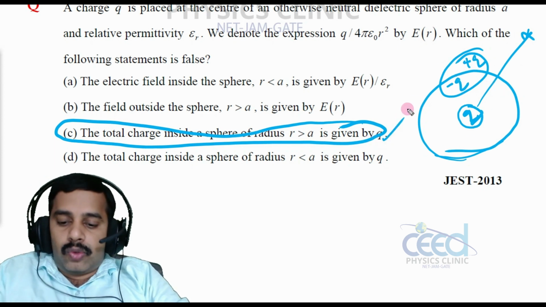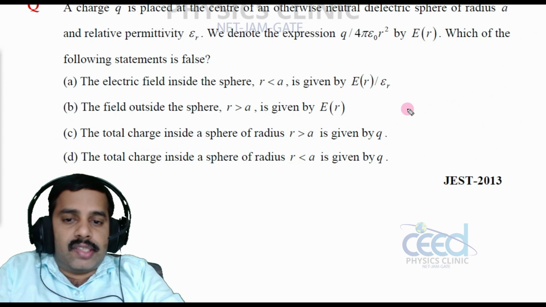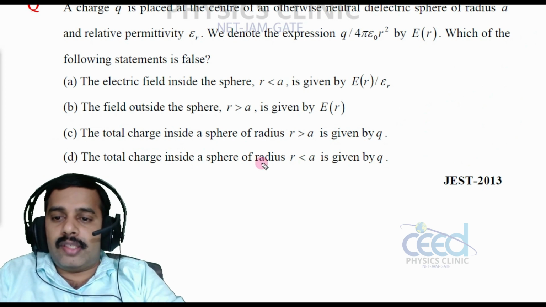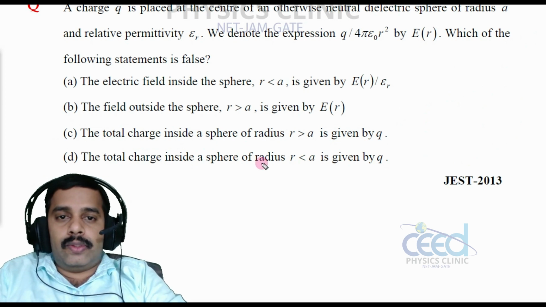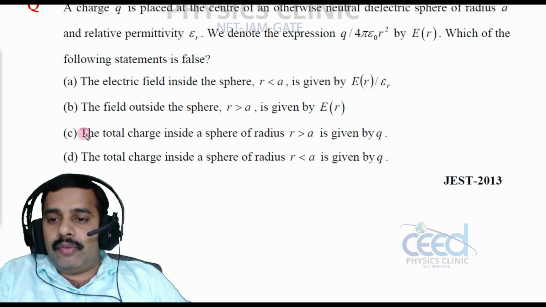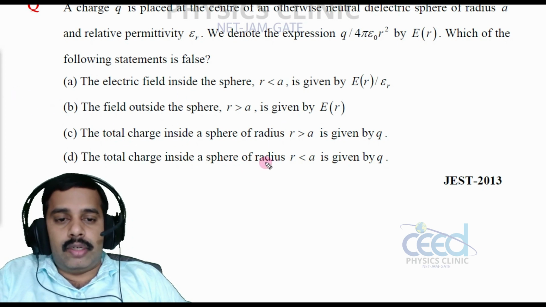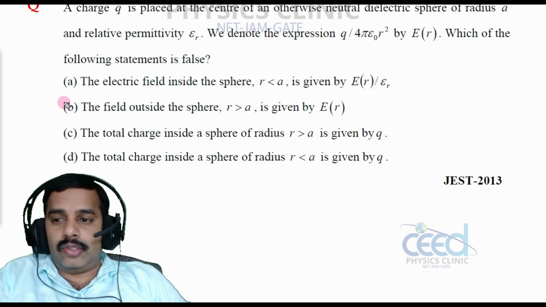So this question we will discuss again. I think all the options are correct, right? So you may try yourself and inform me tomorrow, right? Alright, as per my view, all the options are correct. So let me check if there is any internal theory behind this.